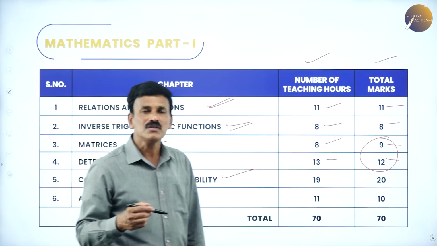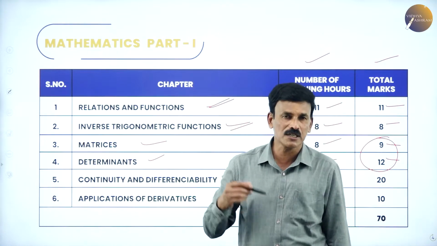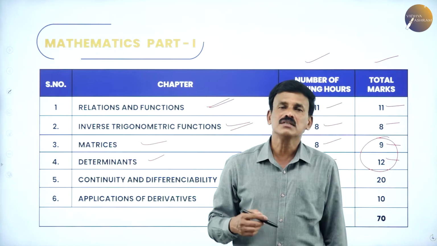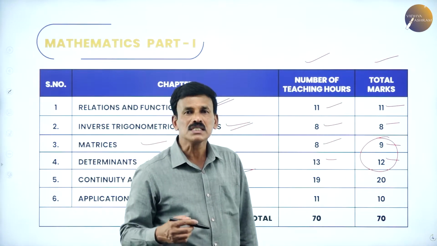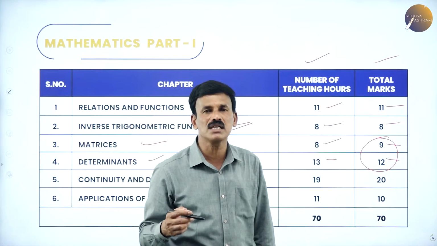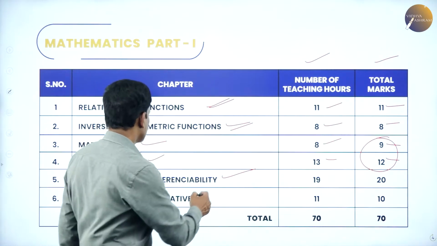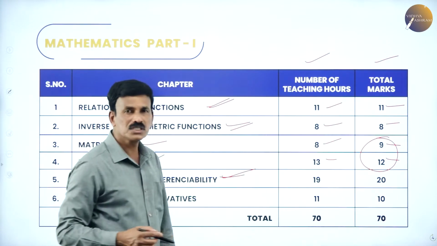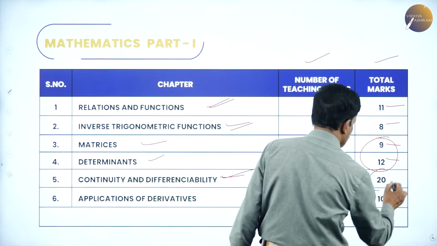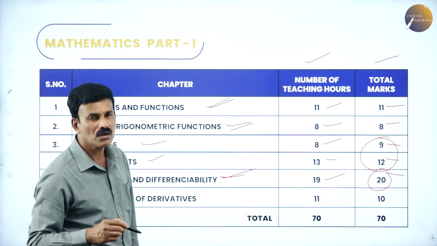So here you are going to study different types of differentiations of functions, like function of a function, that is chain rule, then parametric differentiations, implicit differentiations, logarithmic differentiations, as well as the second derivatives we are going to study in this differentiability. And this is a very important chapter, and this will fetch us around 22 marks, and the number of teaching hours for this is 19 hours.